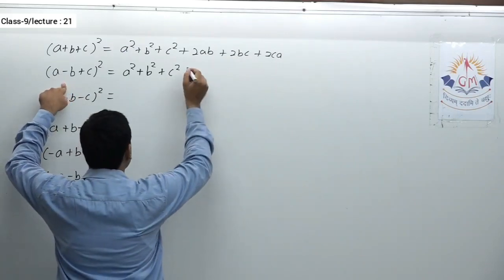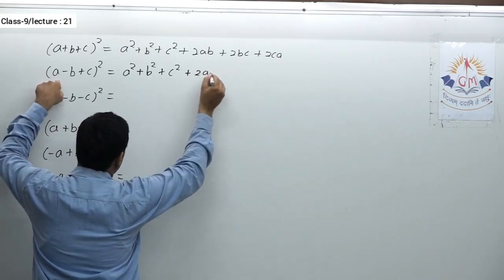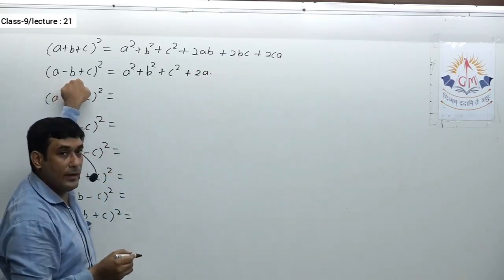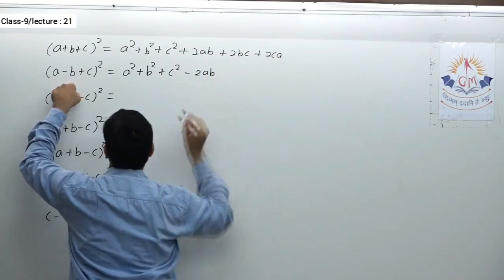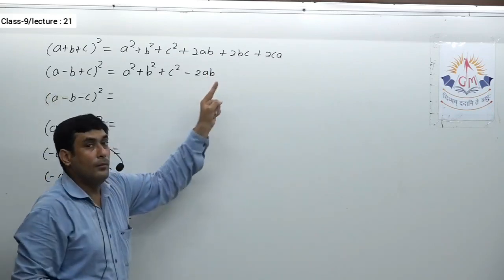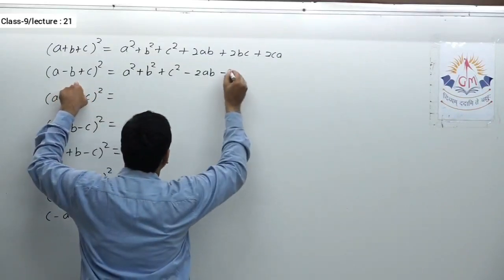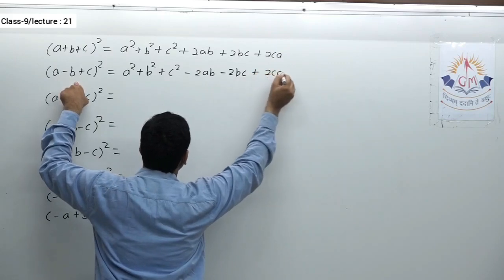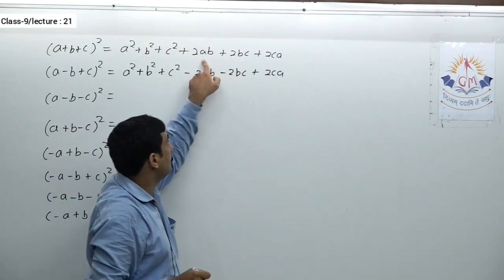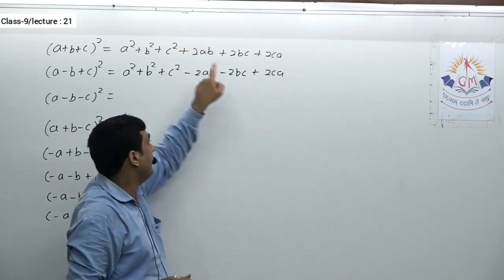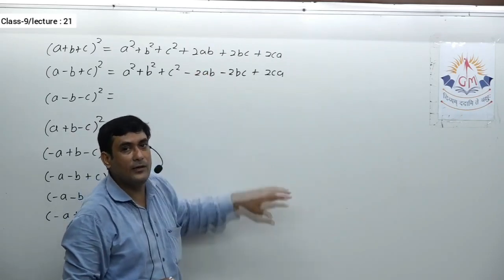Now next I have to write plus 2ab. If I write it here, plus 2 into a into minus b, b I will take with its sign, so ultimately it will become minus 2ab. Then next again plus 2 into minus b multiplied by c, so minus 2bc, and then here you will get plus 2ca, because both a and c are positive. So when we write these terms, 2ab, 2bc, 2ca, if any one of them is negative, the sign will be negative. If both are negative, again it will be positive.